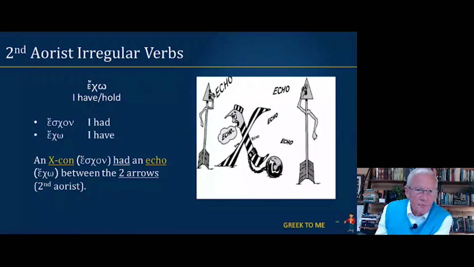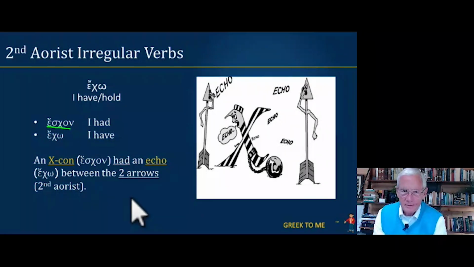Echo, I have or I hold. The second aorist is eschon. So here we have an ex-con. Notice the prisoner's garb there. So an ex-con had an echo between the two arrows for second aorist. So eschon and echo.